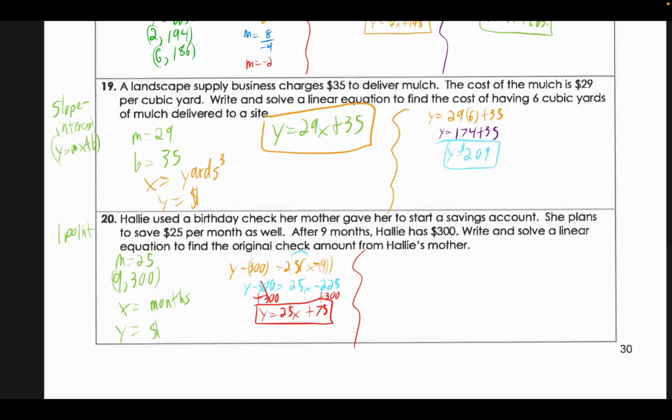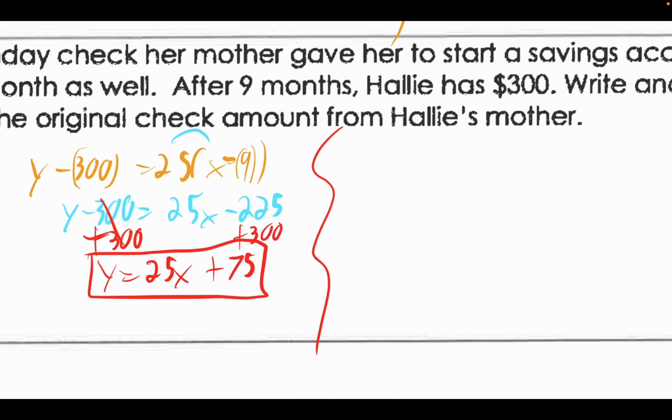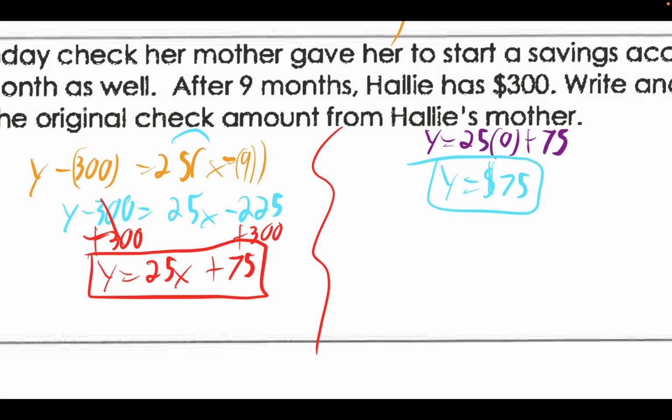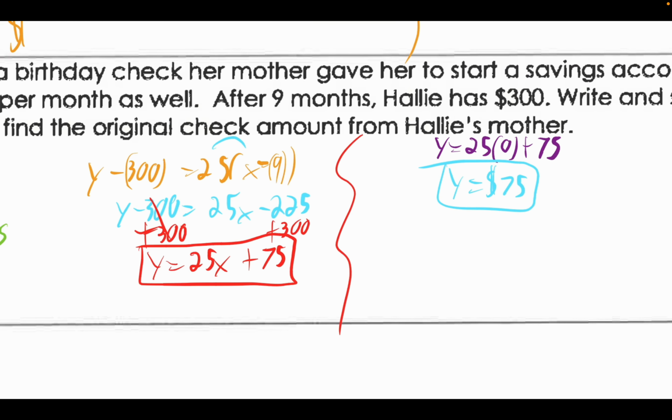And now we're trying to figure out the original check amount from Haley's mother. So that'd be after 0 months of additional savings. So y equals 25 times 0 plus 75, and 0 times any number is 0, and 0 plus 75 is 75. So Haley's mother wrote the check for $75. And that wraps up all of our word problems from Unit 5.